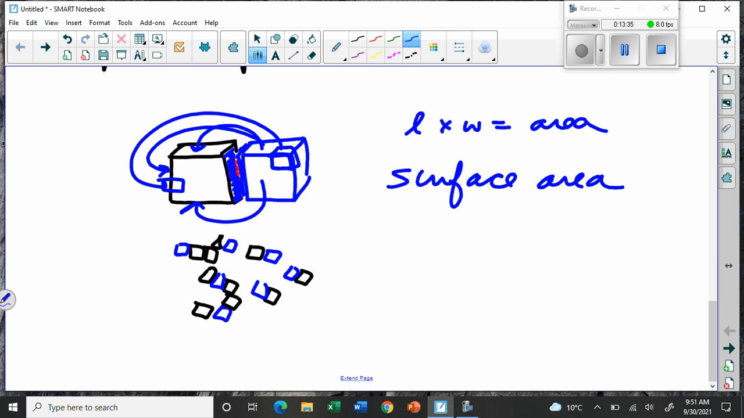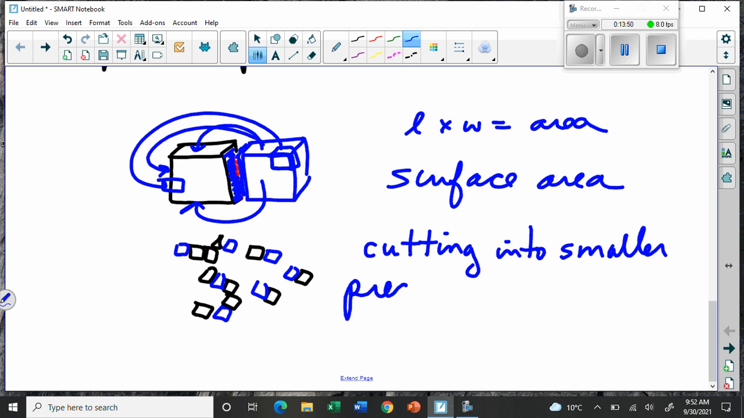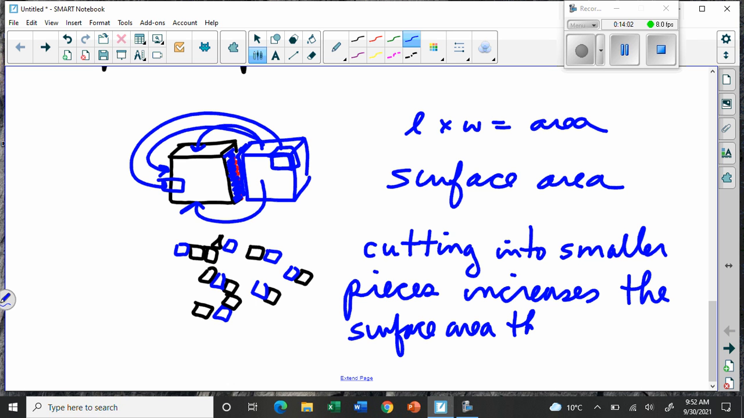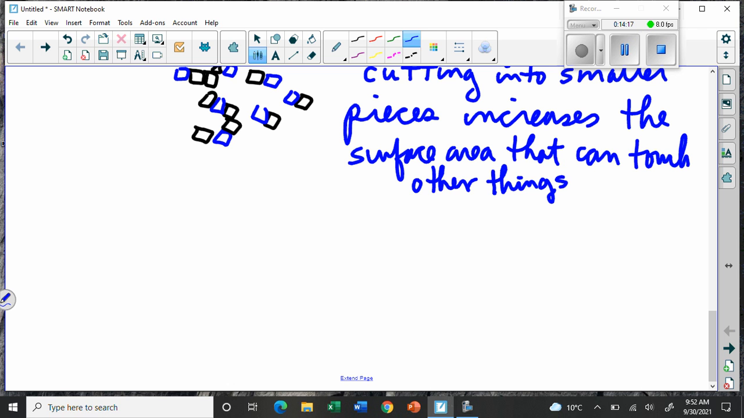So what we do when we chop something up is we increase, okay? If we cut something up, cutting into smaller pieces increases the surface area that can touch other things. So what this means is we make more surface available, right? And another way to look at it, we could think of it this way.